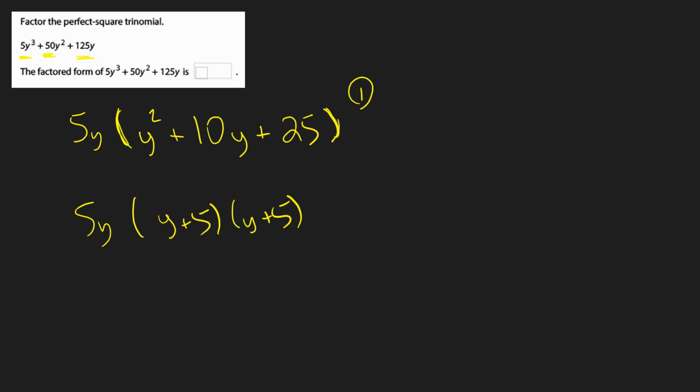Y times y, first times first, that would give you the y squared. Outside times inside, that's plus 5y. Inside times inside, that's another plus 5y. 5y and 5y, that's how I get the 10y. Then last times last, 5 times 5, 25.